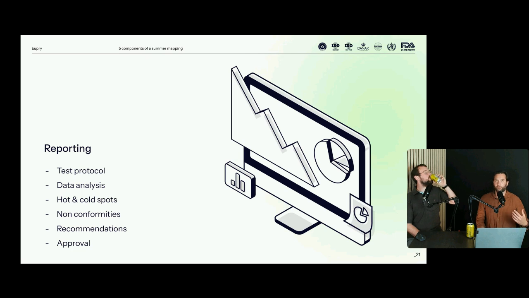And here you want to focus on being consistent and effective in your mapping exercise. Then of course is the huge work of data analysis, right?